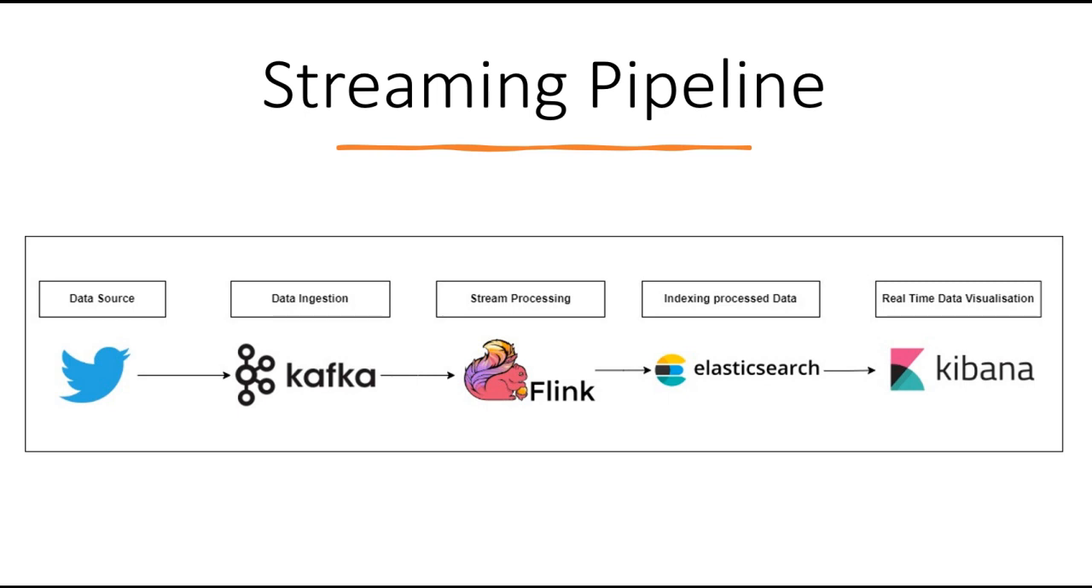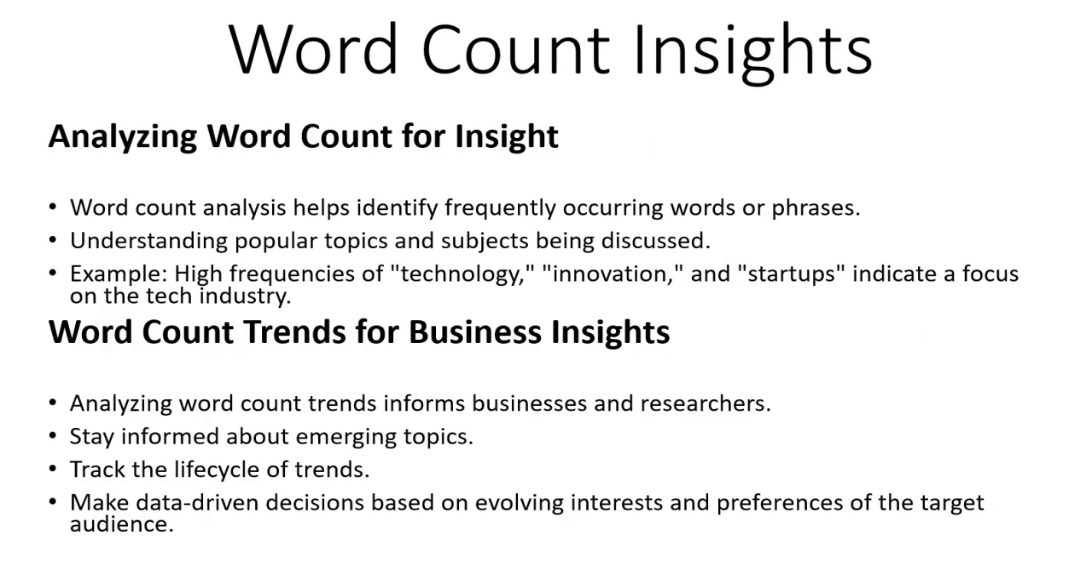By analyzing the word count, we can identify the most frequently occurring words or phrases in the dataset. This information can help us to understand the popular topics or subjects being discussed. For example, if words like technology, innovation, and startup have high frequencies, it indicates that the tweets focus on the tech industry.